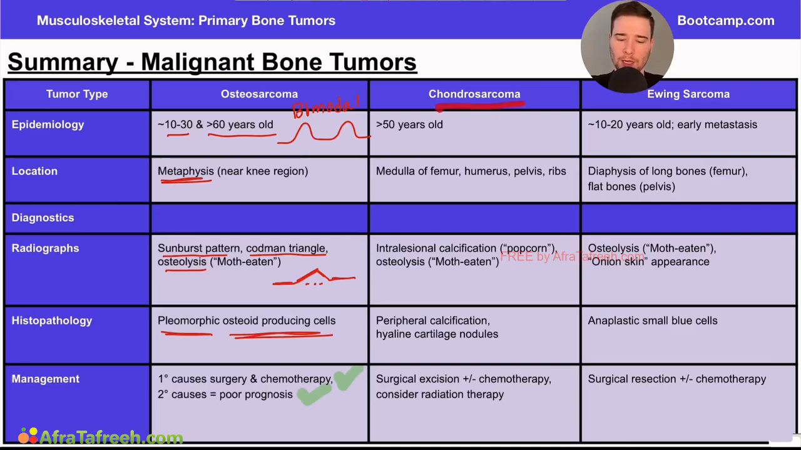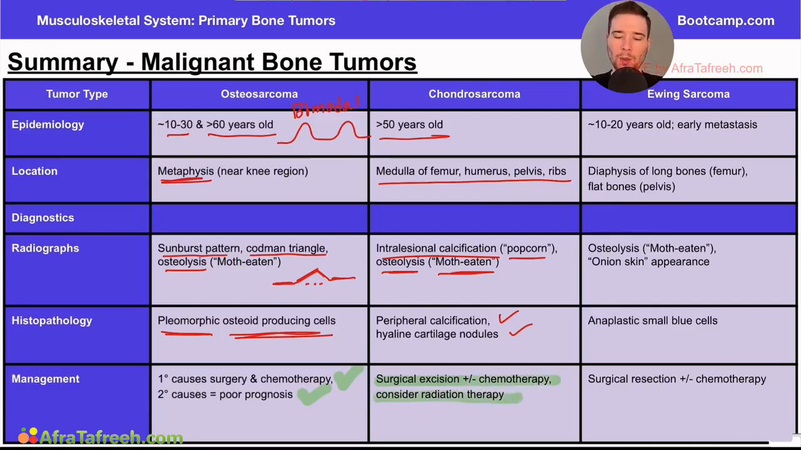This is typically going to be in an older patient, greater than 50 years old, often in the medulla of the femur, humerus, pelvis, or ribs. And the radiographic findings are going to include intralesional calcification, sometimes called a popcorn appearance, in addition to osteolysis or the moth-eaten appearance. The histopathology is going to show things like peripheral calcification or hyaline cartilage nodules, which are unique findings to this pathology. The treatment here again is going to be considering surgical excision with or without chemotherapy, and you may consider radiation therapy as well.